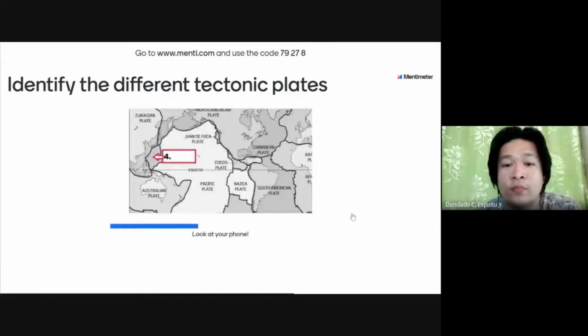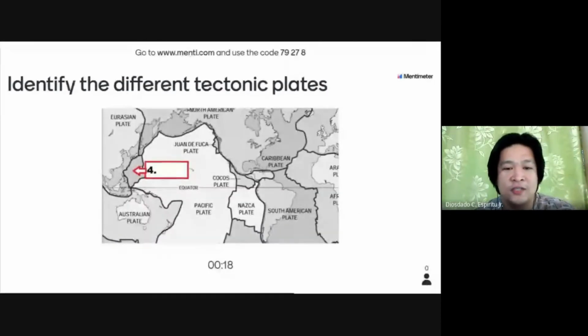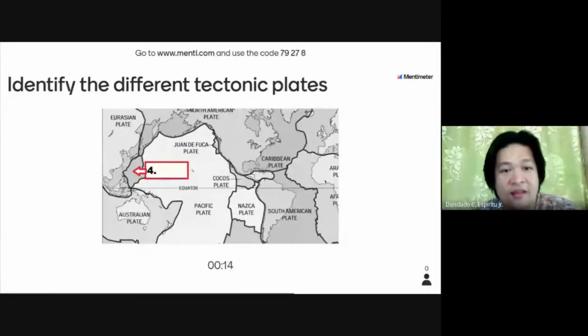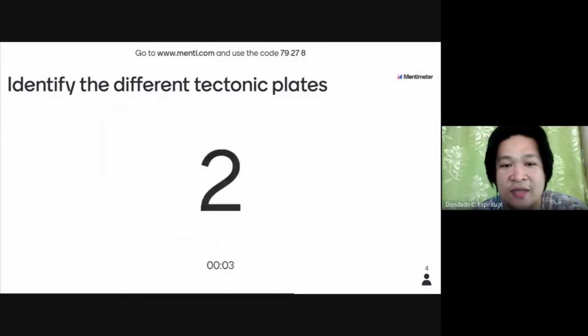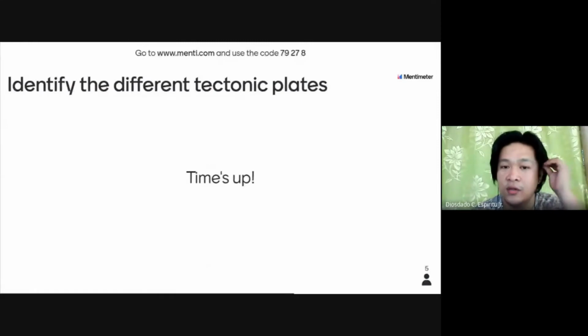Number 4. Look at your phone or your screen. The number 4 is pointing at a plate between the Eurasian and Pacific plate. What is this plate? You have 10 seconds. You don't need to write the word plate in your answer, just the exact name. 3, 2, 1. Time's up.